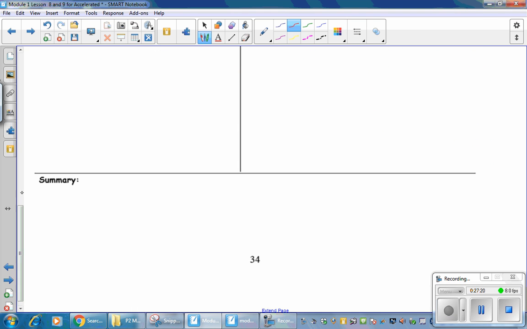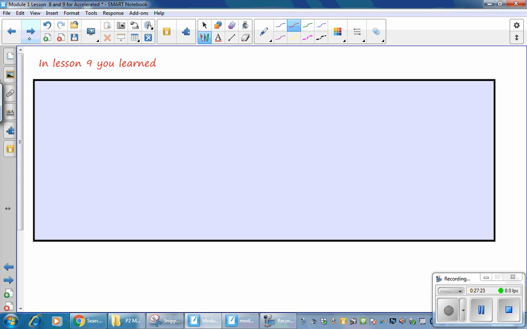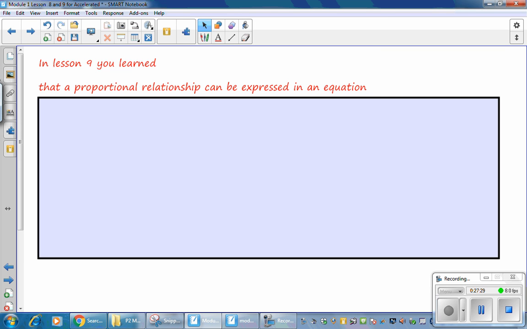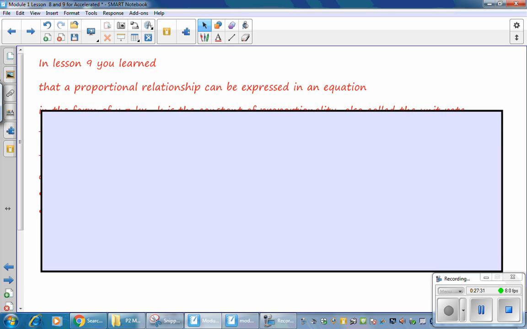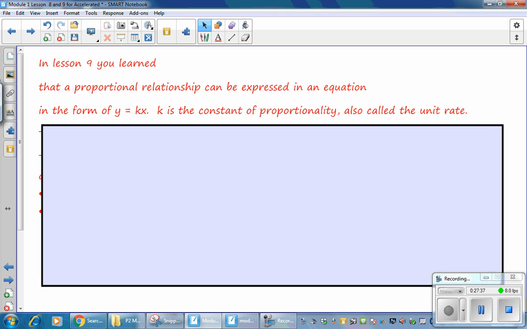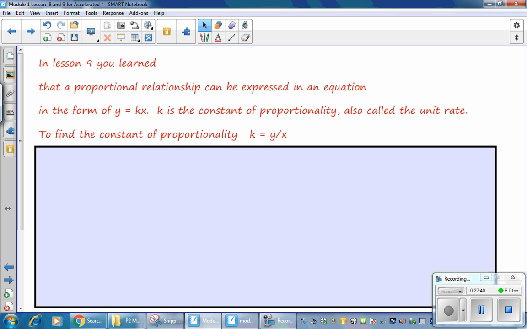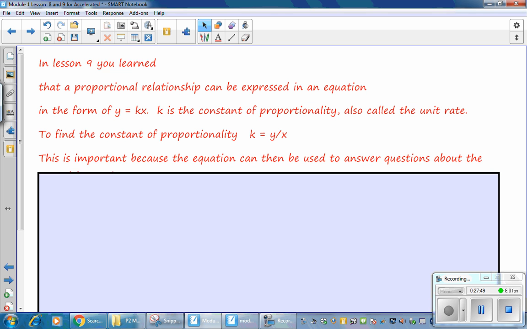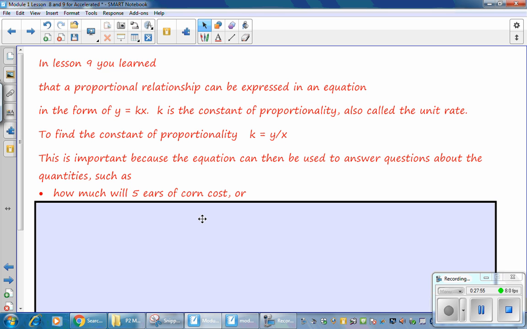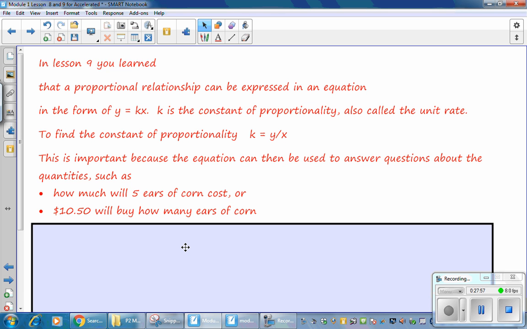We'll fill in the summary tomorrow during class. Let's review what we've learned in this lesson. In Lesson 9, you learned that a proportional relationship can be expressed in an equation in the form of y equals kx. K is the constant of proportionality, also called the unit rate. To find the constant of proportionality, k is equal to y divided by x, where x is what you want one of. This is important because the equation can then be used to answer questions about the quantities, such as, how much will 5 ears of corn cost? Or, if I spend $10.50, how many ears of corn will that buy?